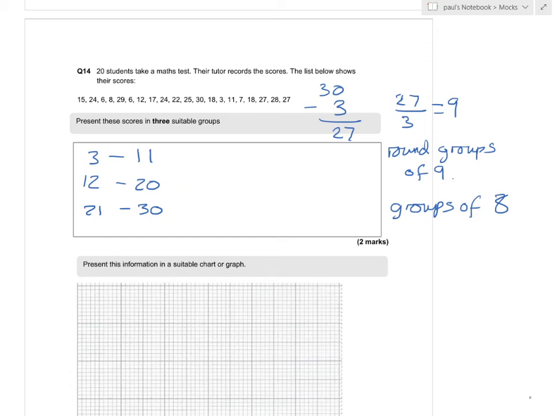Put this information in a suitable chart. So, maths scores in groups. Right, I'm going to do this. So we've got 3 groups.